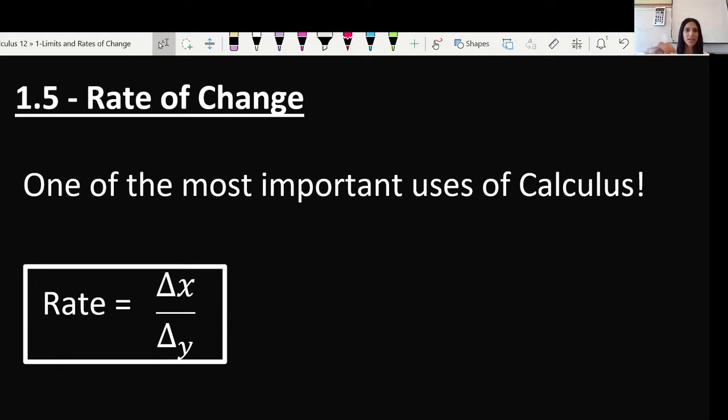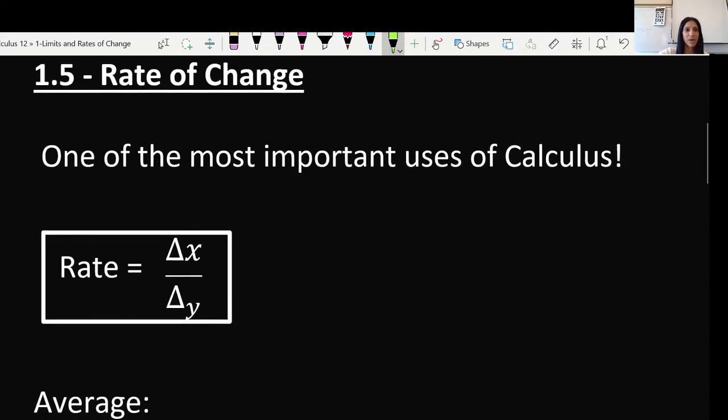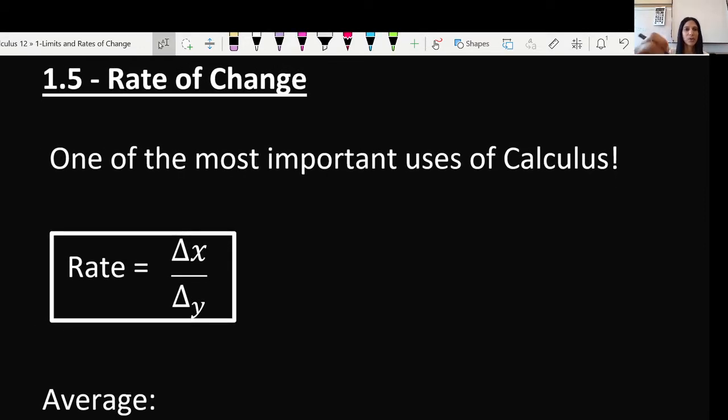So you'll notice here it says rate of change is one of the most important uses of calculus. And there's a few different ways that it can show up. We've already talked about rate of change in the past. You can see here, rate is equal to change in y over change in x. And we know from before that that is the same thing as slope. So rate of change is slope.